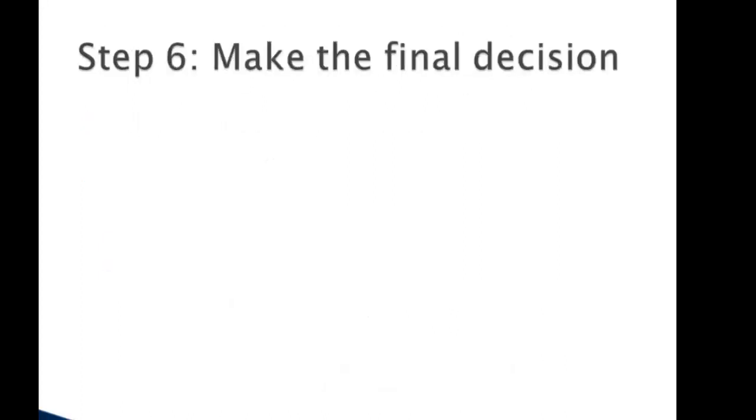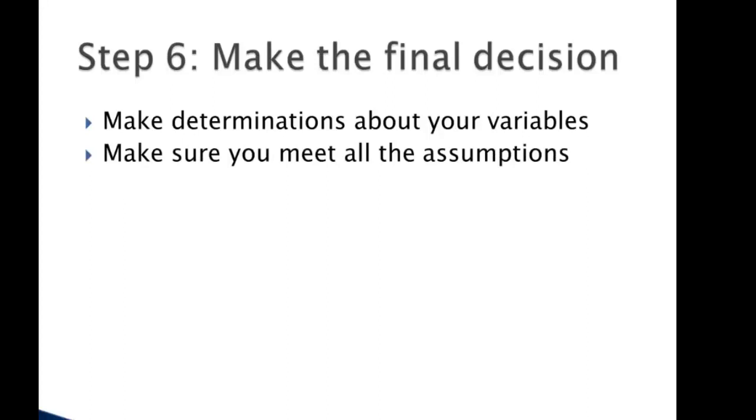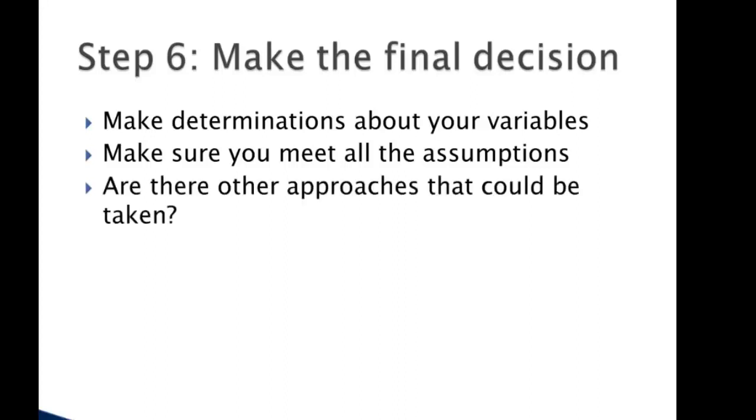Okay, your sixth and final step is to go ahead and make that final decision as far as what your analysis technique is going to be. And so again, to summarize, we're making determinations about the variables. You've identified what type of research question you have. We make sure we meet all the assumptions that are present for each of the different techniques that we might be considering. And we also think about, are there other approaches that could be taken? Maybe we can change our outcome in a way that we could use a technique that we're more comfortable with or that we think might be more appropriate to what we're doing.